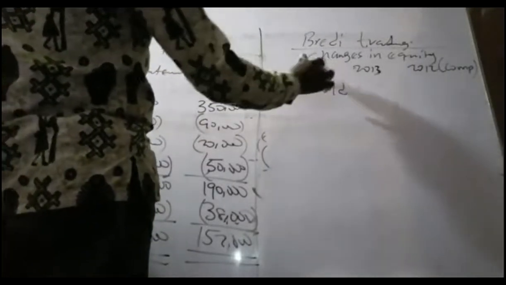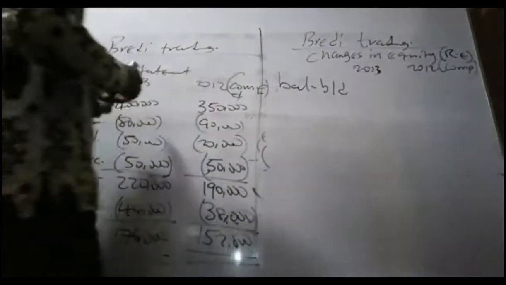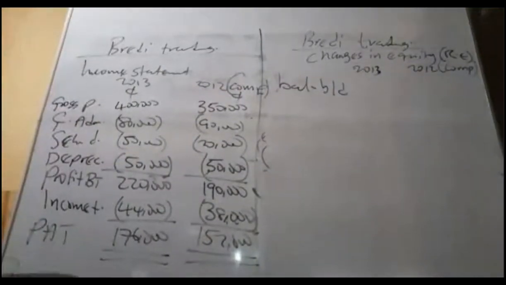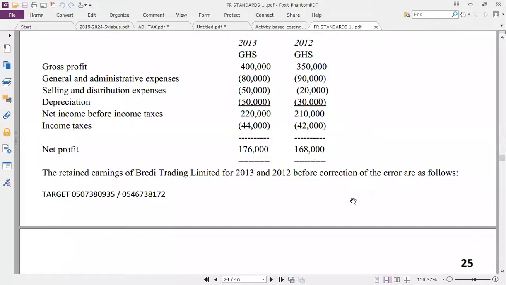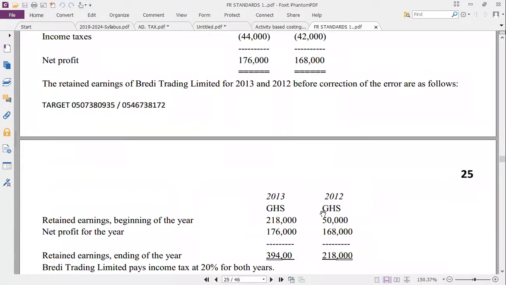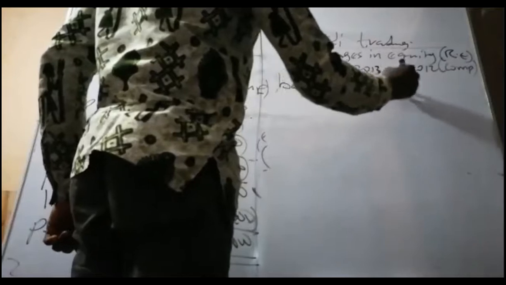Balance brought down. Let's go and pick the retained earnings. The change in equity is the retained earnings column only. I'm begging you. So let's go to the question and take the open balances. Open balance for 2012 is 50,000. And open balance for 2013 is 218,000.